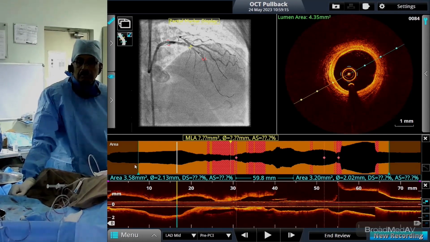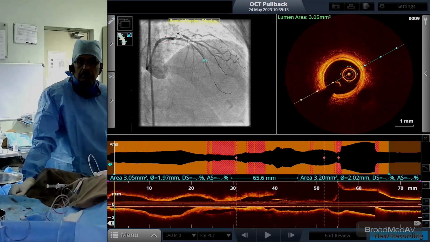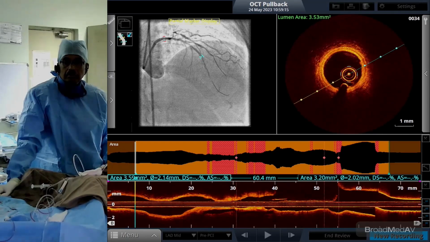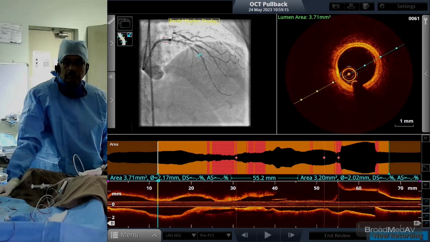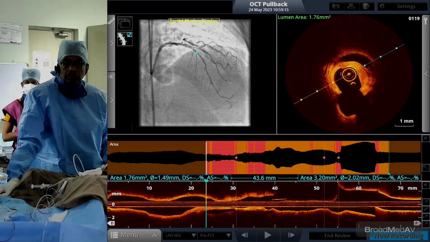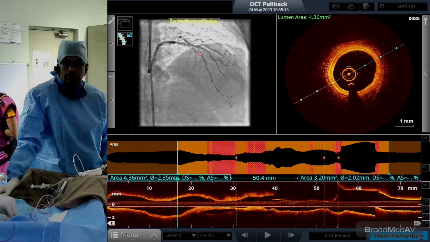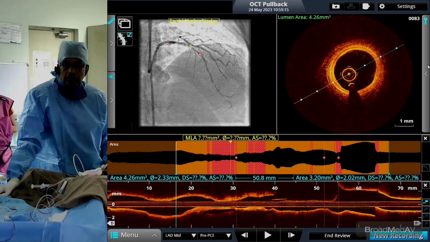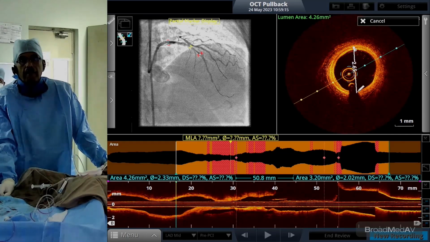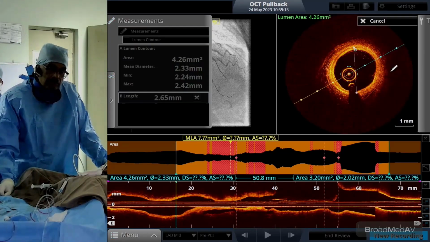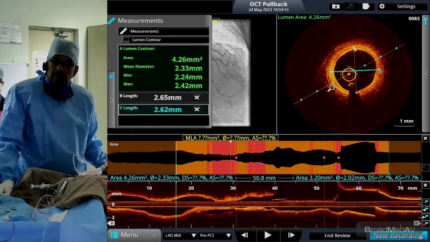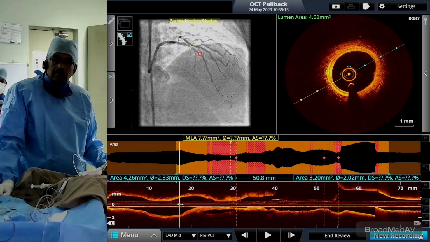So now here I'm beginning with the distal most area. We can see the clear 3-layer structures of the LAD with no block. Here we can see minimal intimal thickening. As I'm proceeding, we can see the block areas come. So I stop. This is our distal landing zone. First I'm measuring the distal landing zone. EEL to EEL, it is 2.65 in the vertical axis and 2.62 in the horizontal axis. So 2.5 is going to be the distal reference.